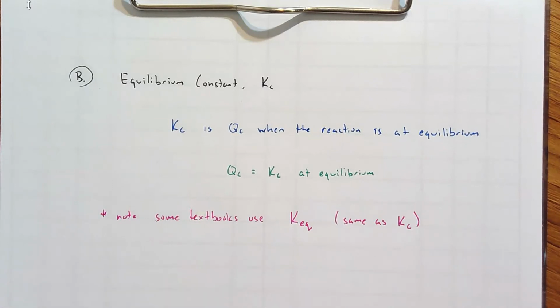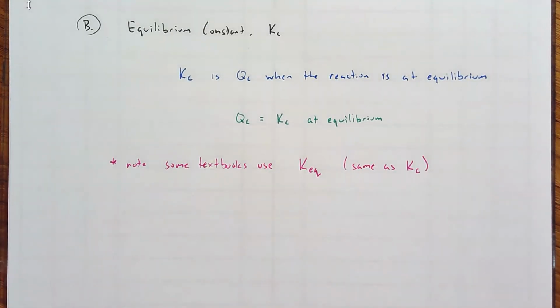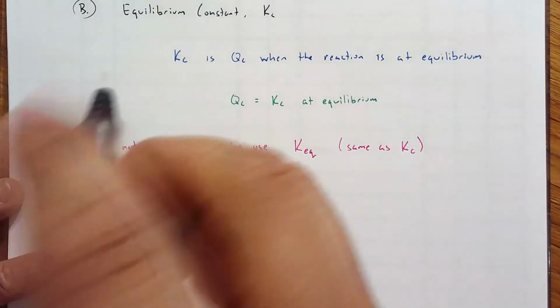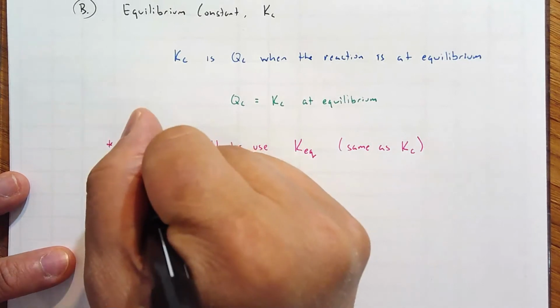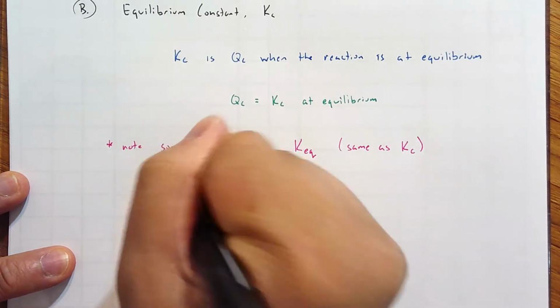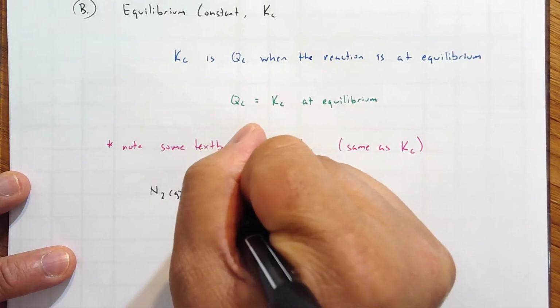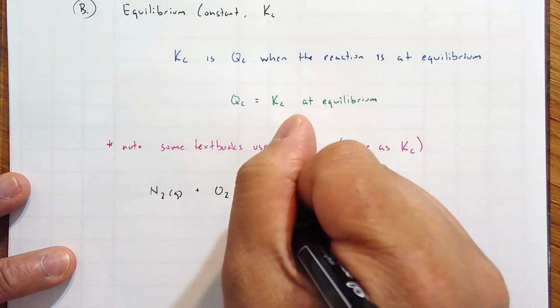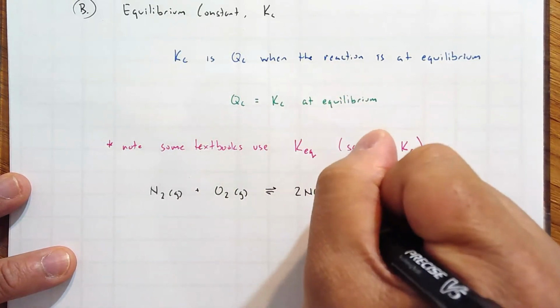Okay, so let's take up another reaction. Let me find one real quick. I like this one. We'll do a couple of reactions. The first one that we're going to use to look at KC is N2 gas plus O2 gas goes to 2NO gas.